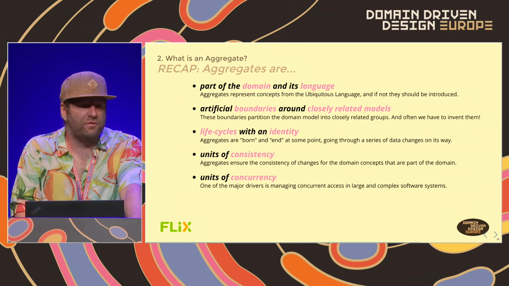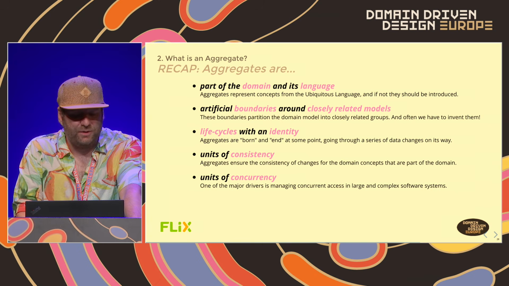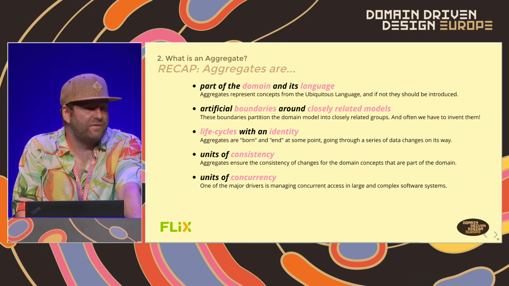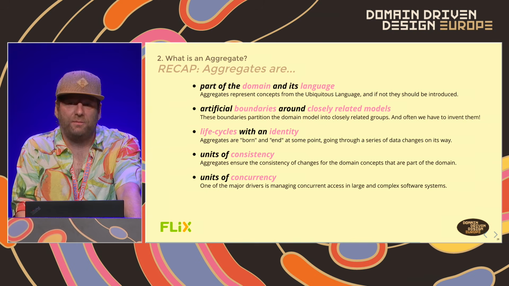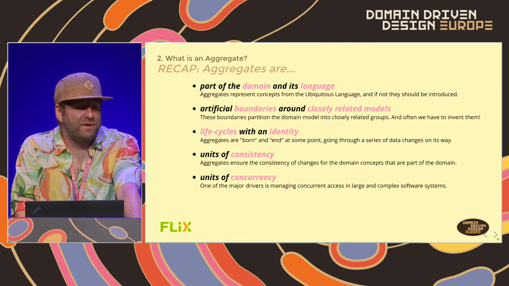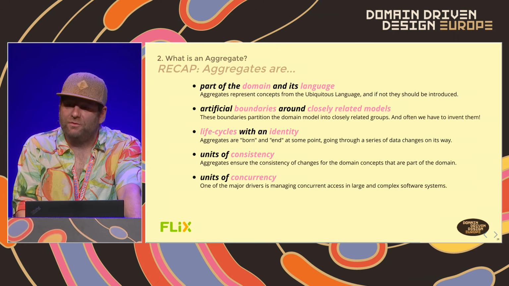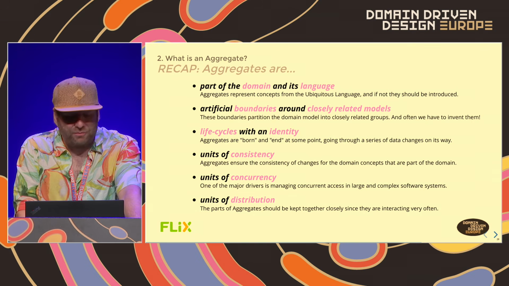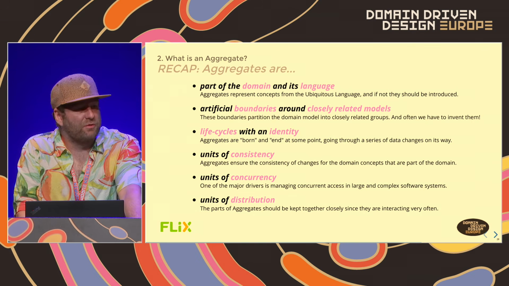They're units of concurrency, as we have just shown, right? It's the existence reason for this pattern. It's about managing this increasing concurrency, managing this increasing load of your successful systems. And they're units of distribution, right? Putting your forks and your spoons together.